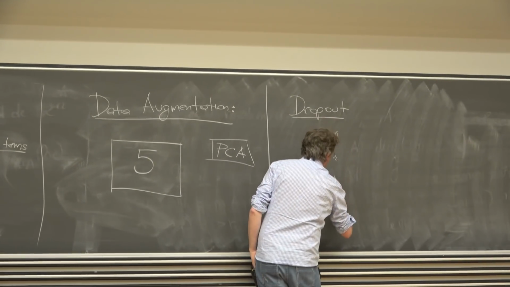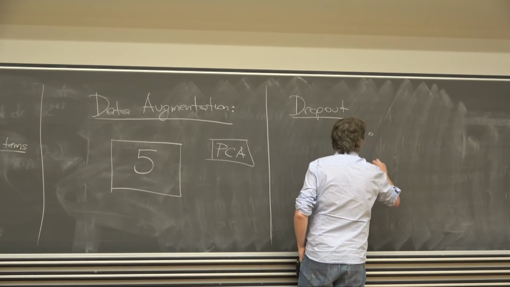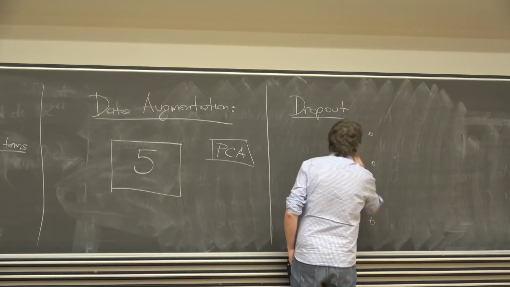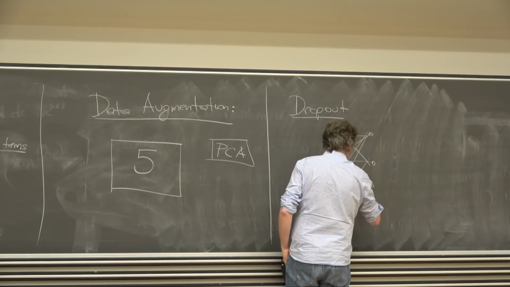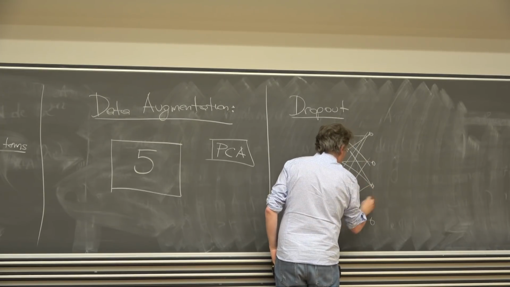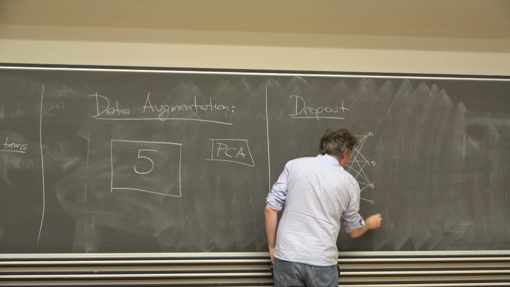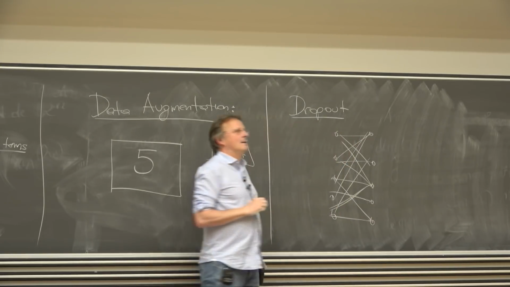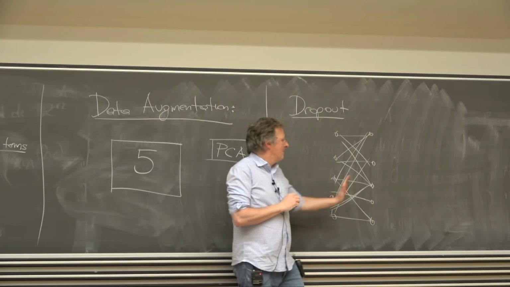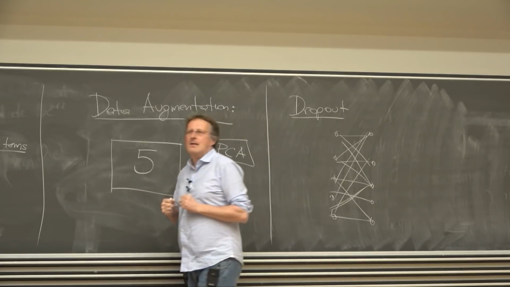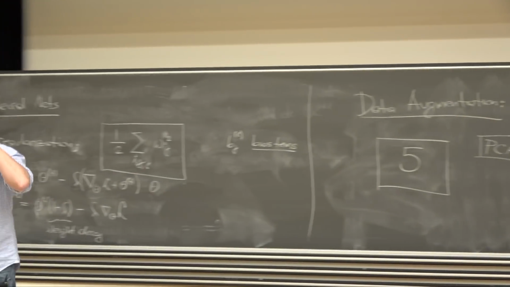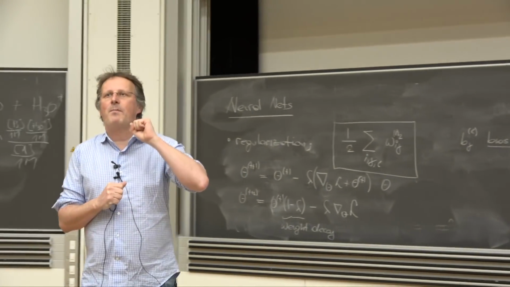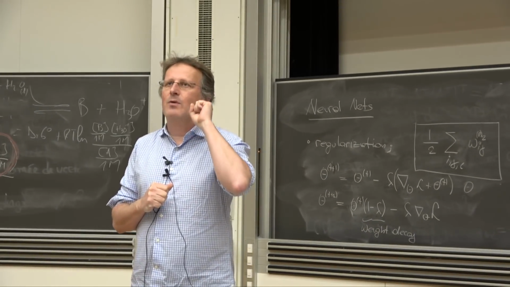So let's assume you have 2 layers here, and now you have all these weights here, right? You have this fully connected thing, whatever it looks like. So this is from one layer to the next layer. So what you can do now is either do dropout on nodes, or you can do dropout on edges. And what does this mean?